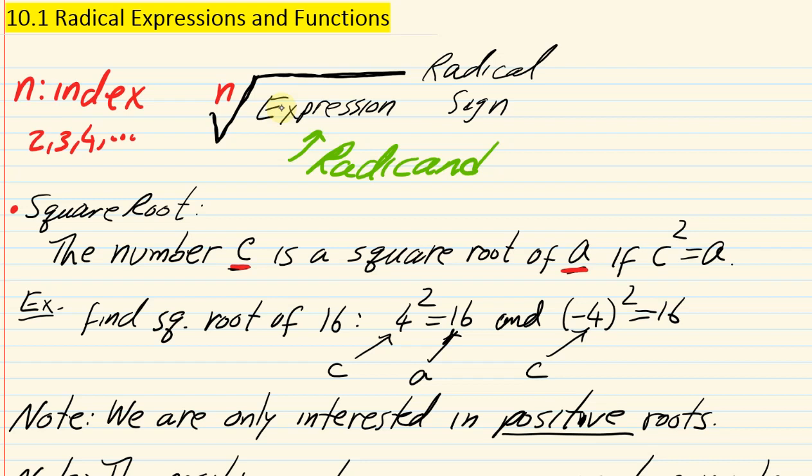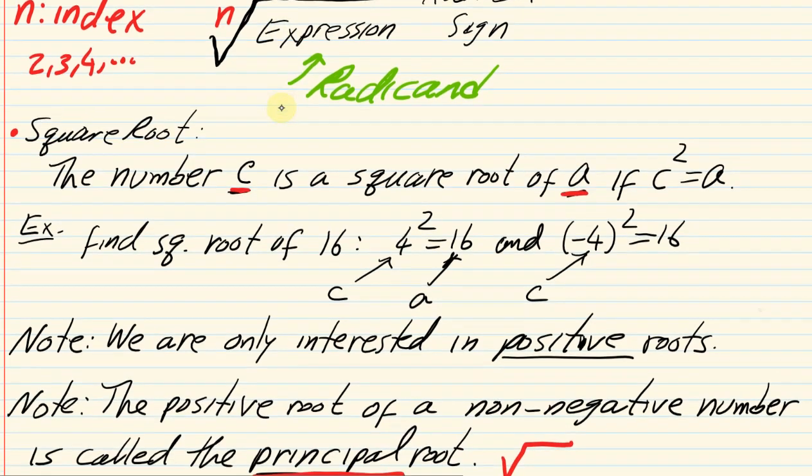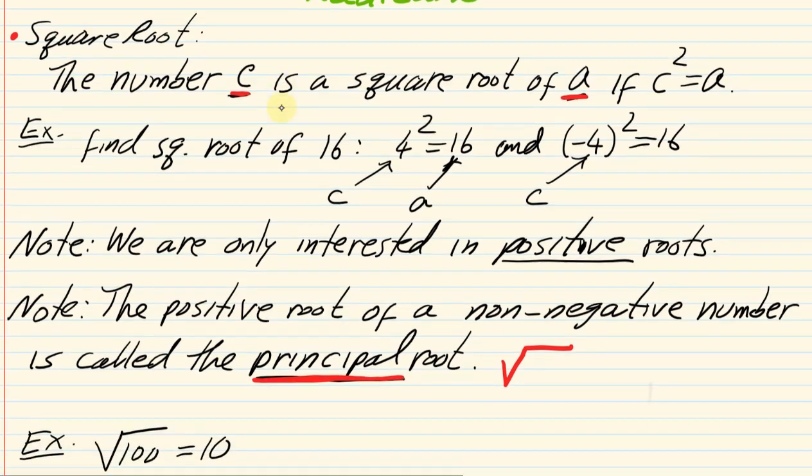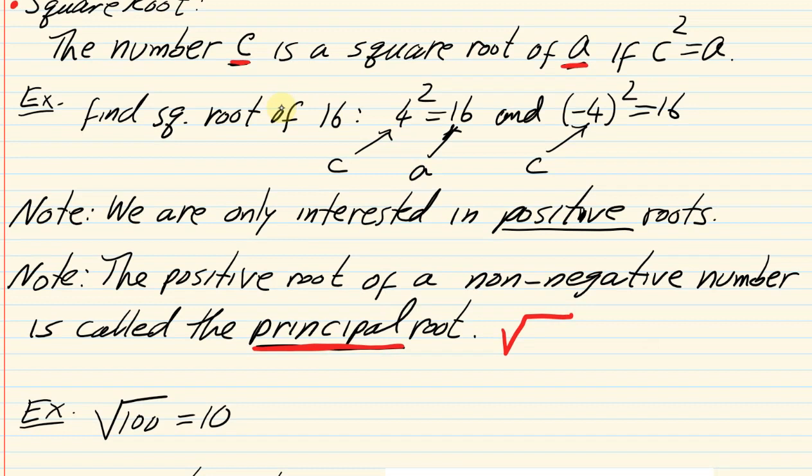Now in our work, we acknowledge the negative, but we are primarily interested in the positive square root. The positive square root is also called the principal square root, and we have agreed to use the radical symbol without the index to represent the principal or the positive root. So here I have an example. Square root of 100 is 10.